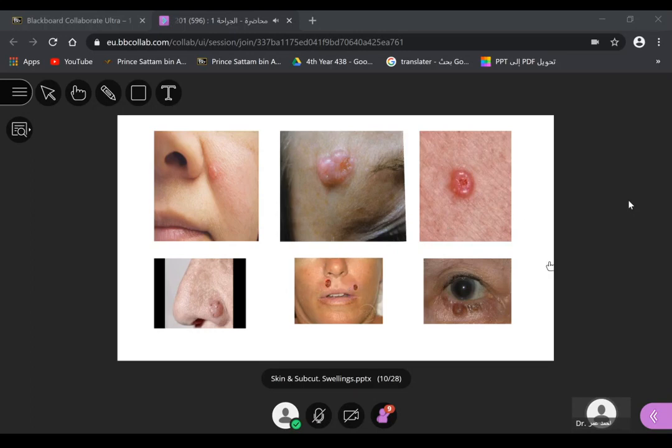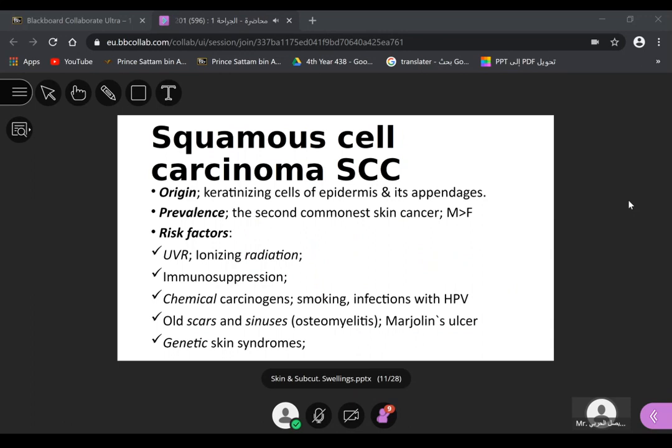Yes, all these are basal cell carcinoma.